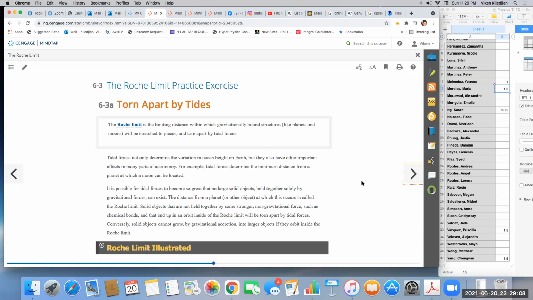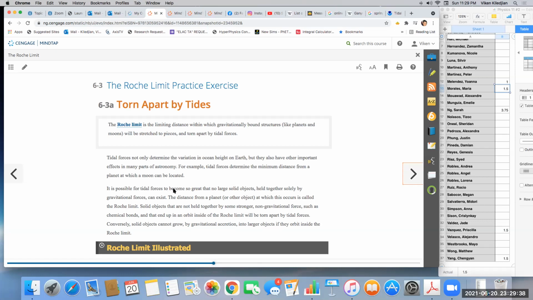For example, tidal forces determine the minimum distance from a planet at which a moon can be located. In other words, if you were to take our moon and drag it closer to us by, let's say, 10 times, it might just break into pieces and turn into a ring. That'd be interesting, right? Having a ringed moon around us instead of one single moon, like Saturn's rings. So if you bring it close enough, it's shattered into pieces.